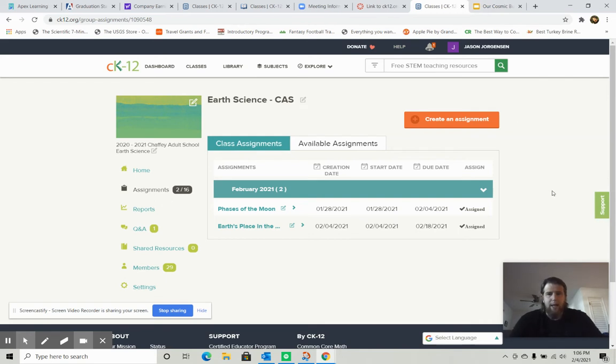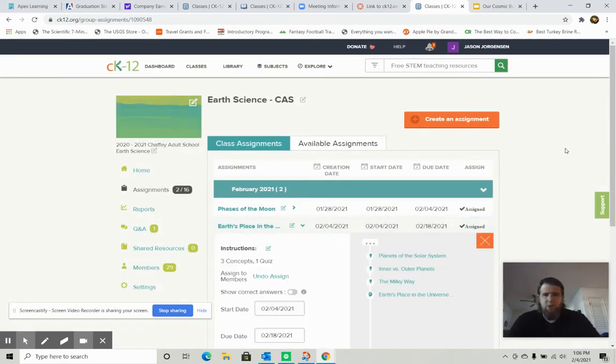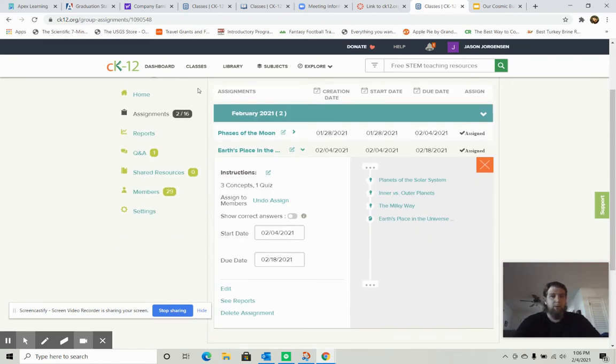And with our new assignment, Earth's place in the universe, if I click on that, just to show you what's in there: last week we only had one section, so this week we have 3. It's going to grow a little bit as we get more involved in the class and keep going with our studies.